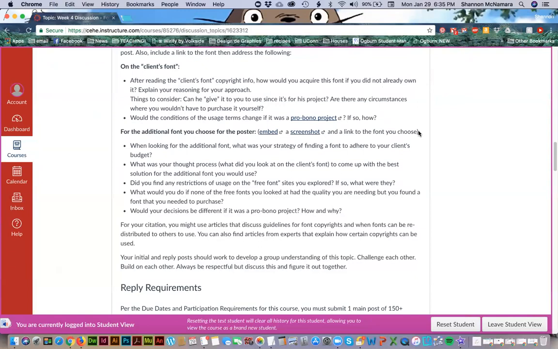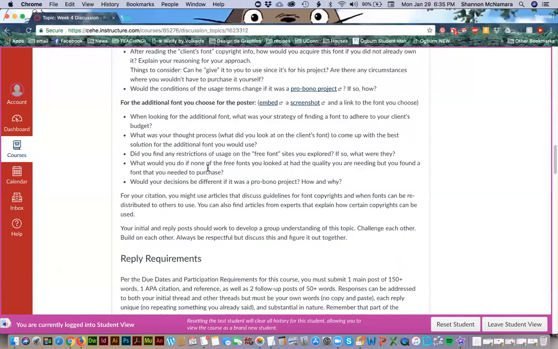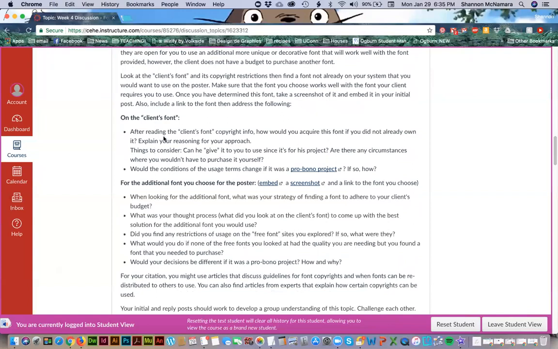Your initial and reply post should work to develop a group understanding of this topic, challenge each other, build on each other, always be respectful, but discuss this and figure it out together. So here's your requirements. You need to make sure that you're addressing all of the questions in the prompt. So each of the client font questions and each of the questions regarding you finding another font. Make sure that you address all of these.